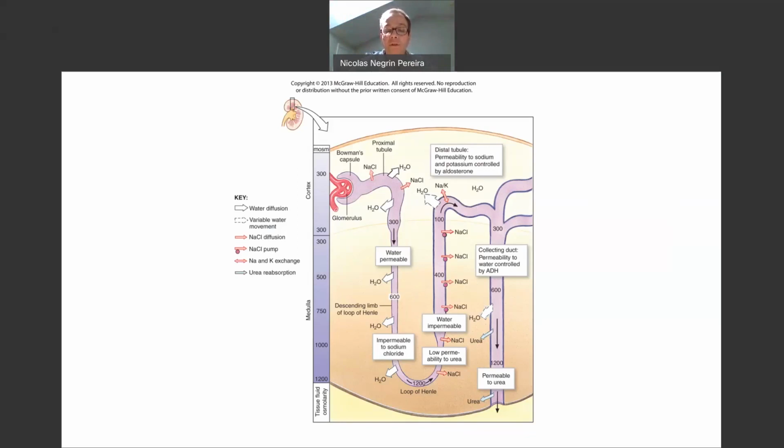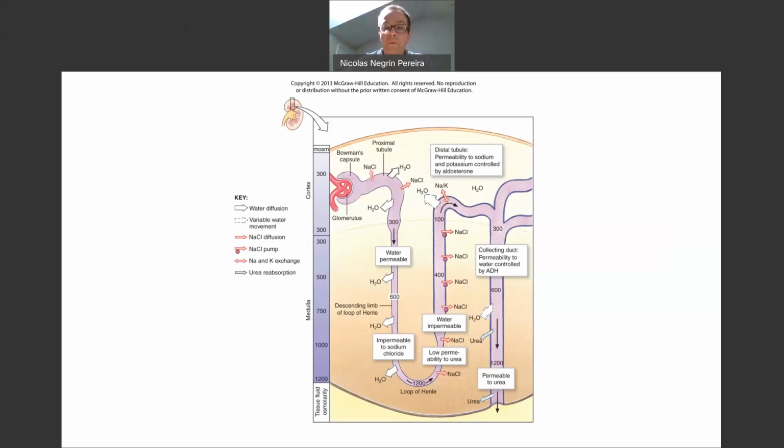And then as we start getting into the ascending limb of the loop of Henle, we see how sodium and chloride are first passively drawn from the fluid, but as we get more towards the cortex, sodium chloride is actively being pumped from the fluid, and part of it will stay close to the region, contributing to this osmotic gradient that is used to concentrate the fluid by drawing water from the descending limb of the loop of Henle.